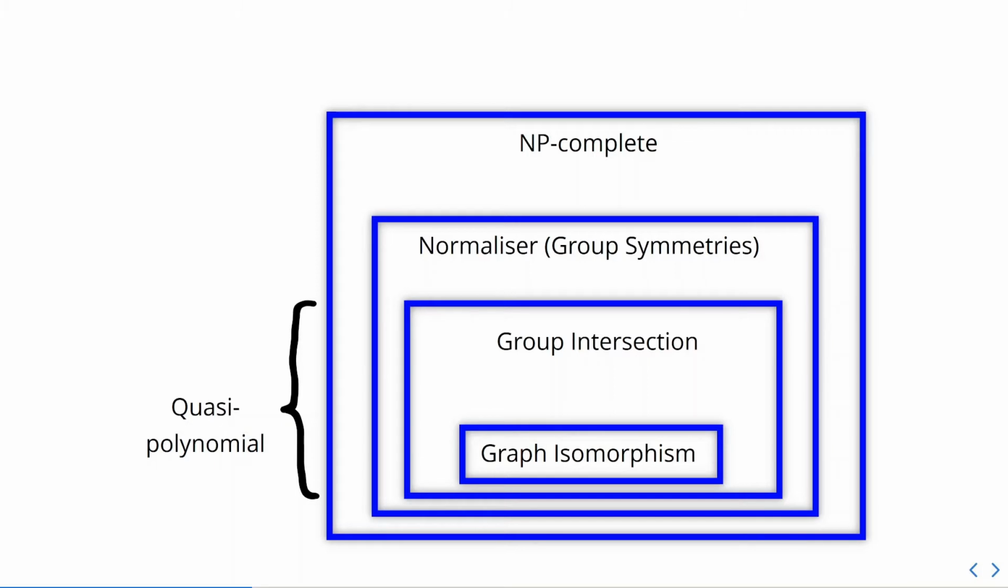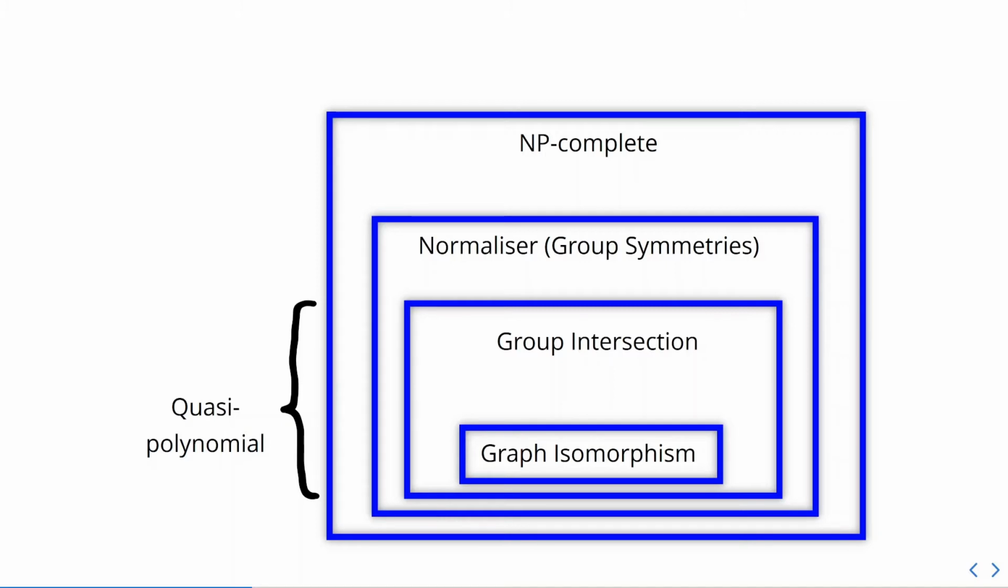Group intersection is known to be harder than graph isomorphism and is also not known to be NP-complete. These two problems, group intersection and graph isomorphism, can be solved in quasi-polynomial time. So this is faster than exponential time. Still not that fast in practice. The normalizer problem, which I mentioned, you can think of this as the symmetries of a group, is, well, it's known that if you could solve this, you can solve group intersection, but it is still not known to be NP-complete. So we have this nested thing.